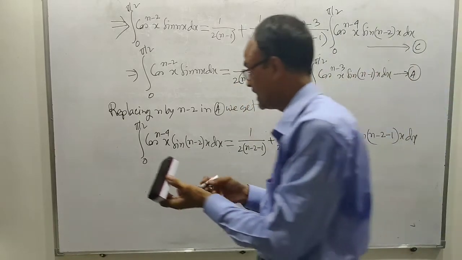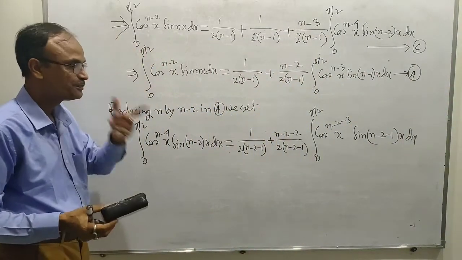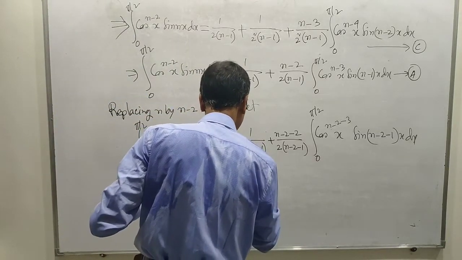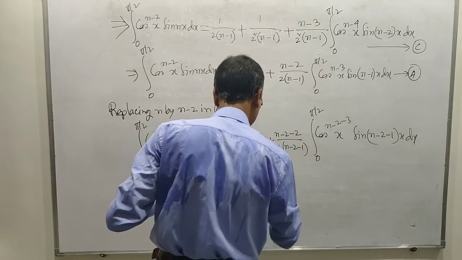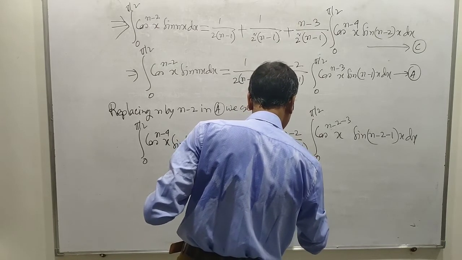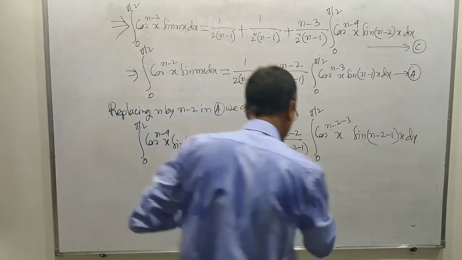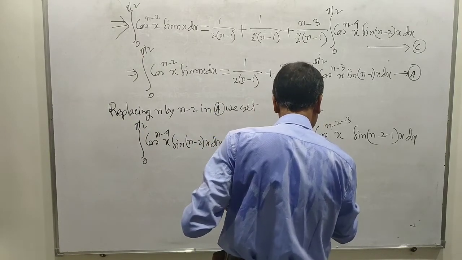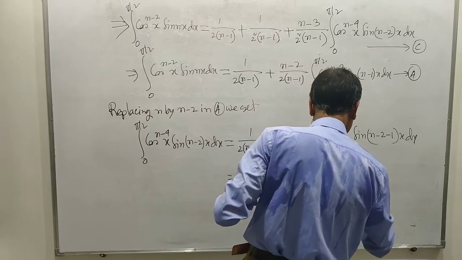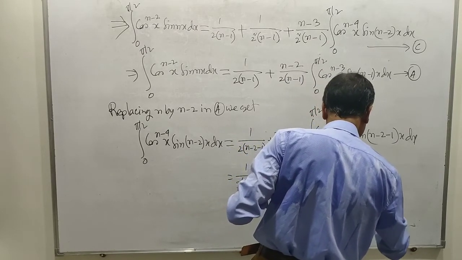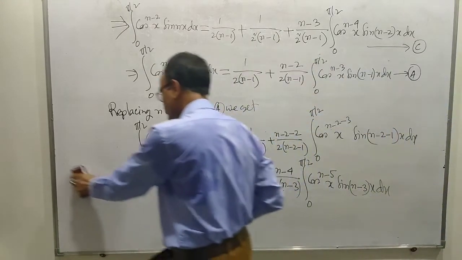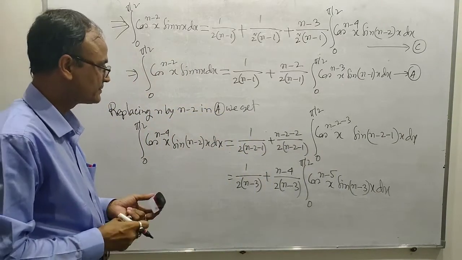In A, we have replaced n by n minus 2 this time. We have replaced this. This is equal to 1 by 2 times of n minus 3 plus n minus 4 divided by 2 times of n minus 3. What will be this? It will be integral 0 to pi by 2 cos to the power n minus 5x sin n minus 3x dx.